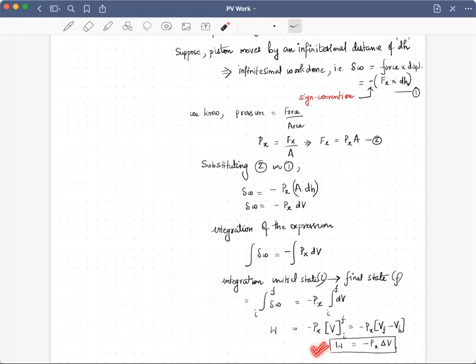Therefore the sign convention is perfectly obeyed by this expression. So this is the pressure-volume work that we are going to use in the coming expressions for various laws.